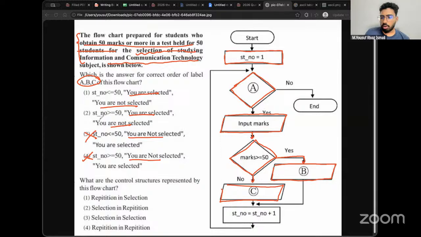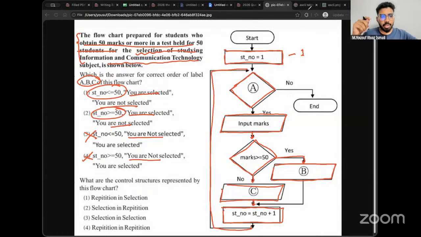Now we have the question whether A is ST number less than or equal to 50, or ST number greater than or equal to 50. So now we have a 50-50 option. We'll compare and see which is correct. Here we have a variable called ST number and we're starting that with 1. After we check whether you are selected or not, we increase the ST number value by 1, and we go for the next record, the next round.